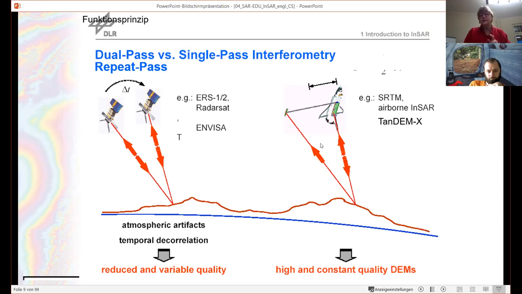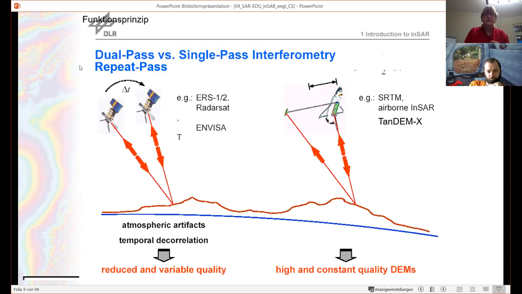So this is the basis of interferometry. It's very analogous to airborne or optical stereoscopy. It just means we have another angle with which we observe the surface. But very, very important: single pass means there is no delta T, which means the scatterer that is causing the backscatter is the same.